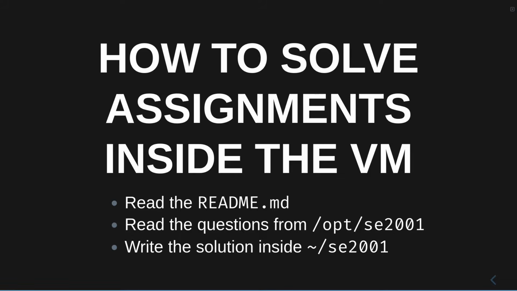So the first and foremost thing you should do is read the readme.md file. So md is a markdown file. A readme file stores all the important instructions one should read first before proceeding. You can find the readme file inside your home directory as well as inside the /opt/se2001 directory. Once you have read the readme file, you will understand how to do the basic tasks inside the virtual machine. Let us quickly demonstrate how we can solve assignment 0.